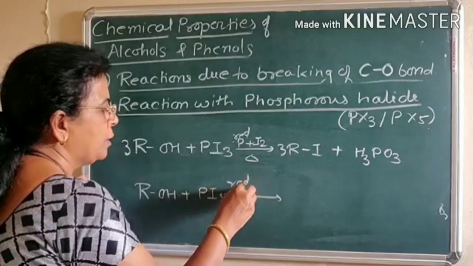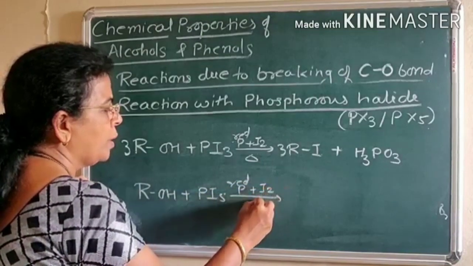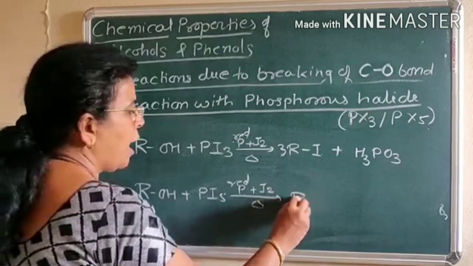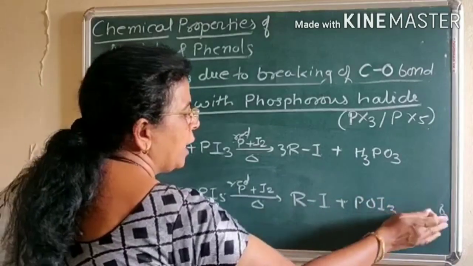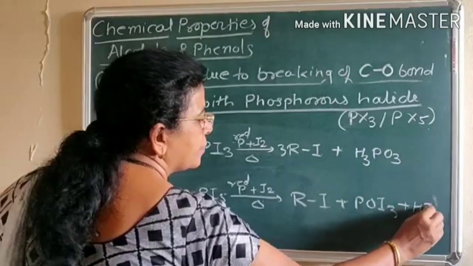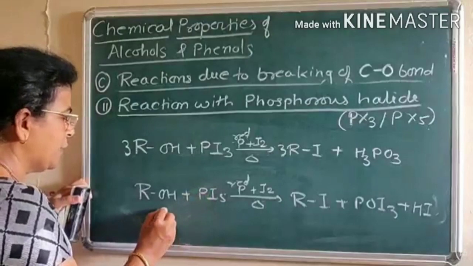Similar reaction is carried out with PI5. Reflux red phosphorus with iodine molecule. Heat this reaction mixture, you will get RI plus POI3 plus HI. Here same reaction is carried out.